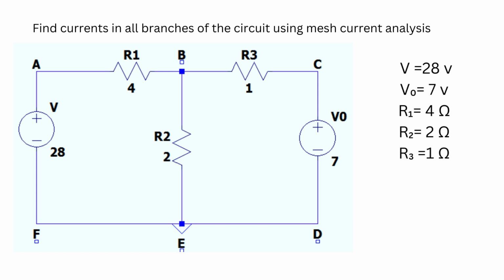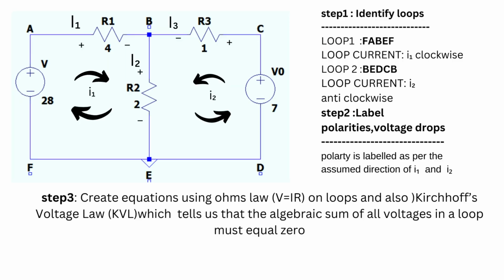Now two voltage sources and three resistors are given, and you are asked to find the currents. You know the voltage across R1 will be V equal to I1 R1. That is the Ohm's law that we are using. Now let's use KVL to find the current.